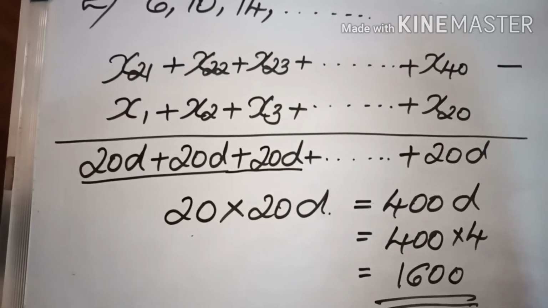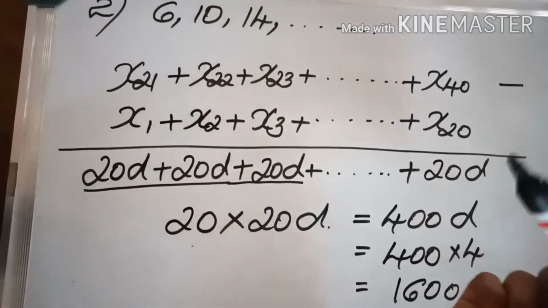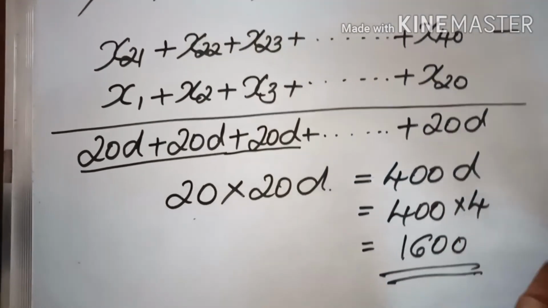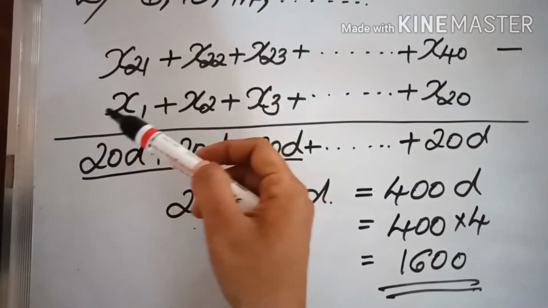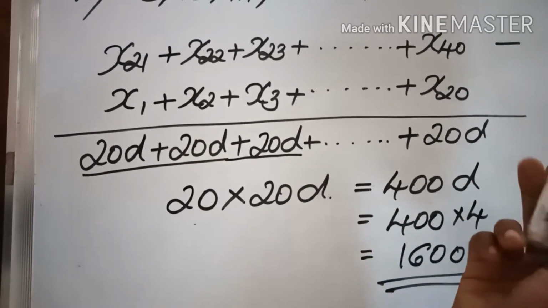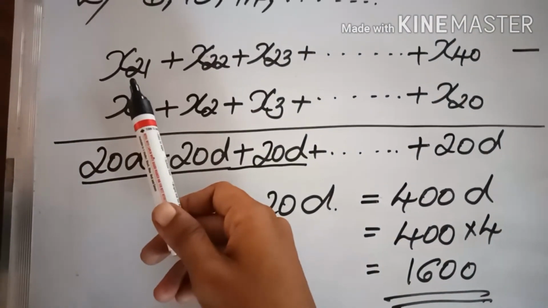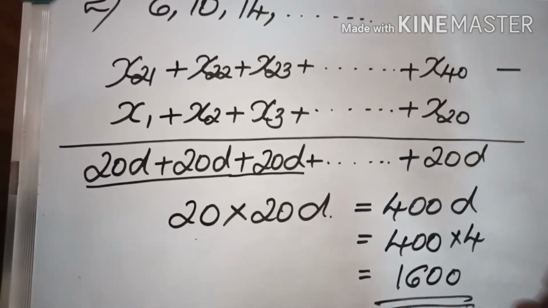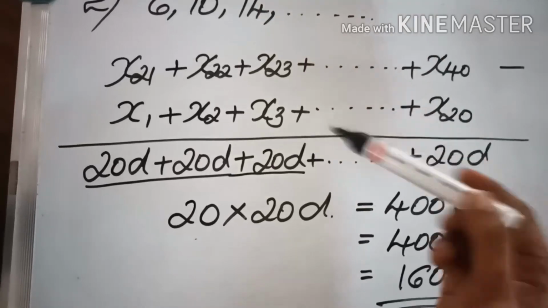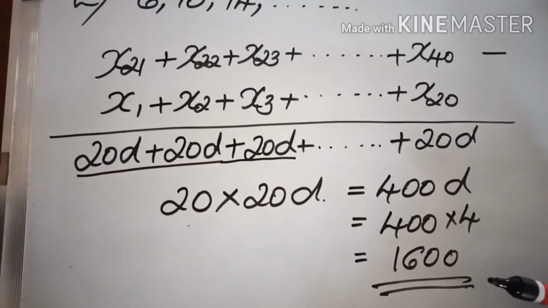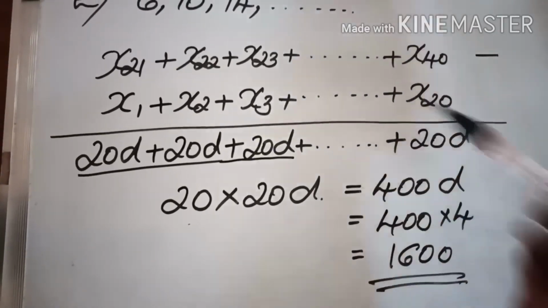Another method is there. Using the equation Sn is equal to n by 2 into 2f plus n minus 1 into d, first find the sum of the first 20 terms. Then using the nth term equation find the 21st term. Again find the sum of the next 20 terms. Then subtract from that answer. Then also you will get the same answer, 1600. Okay, so 1600 is the answer here.